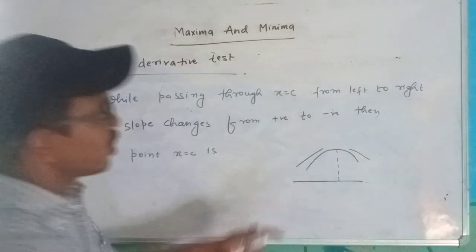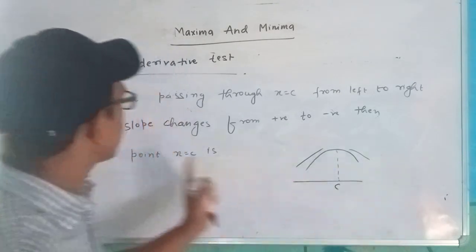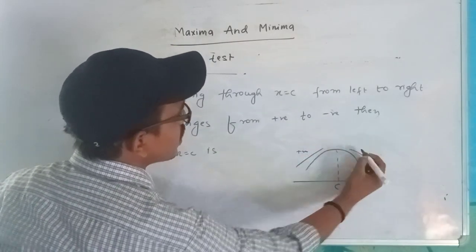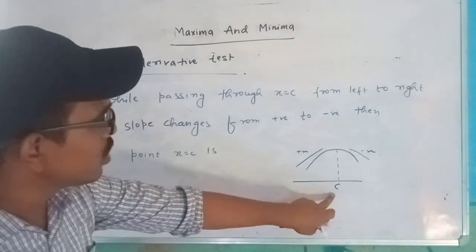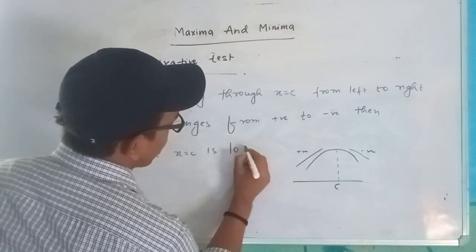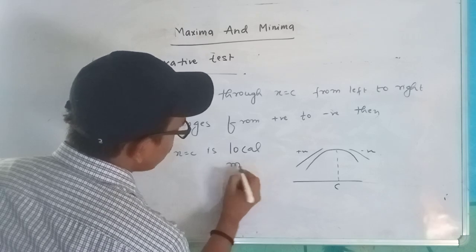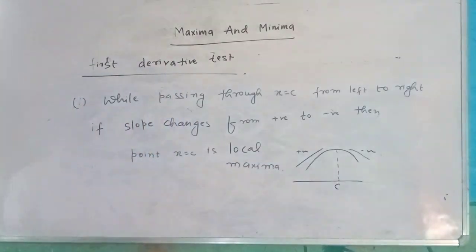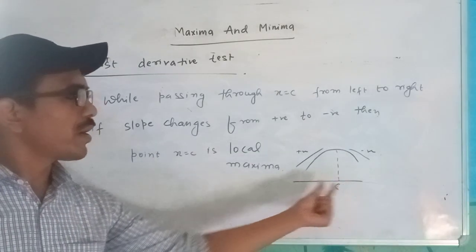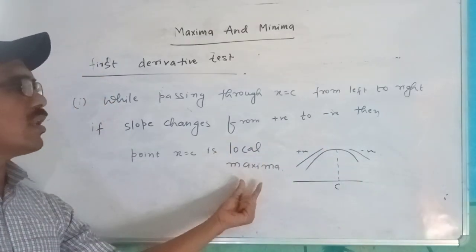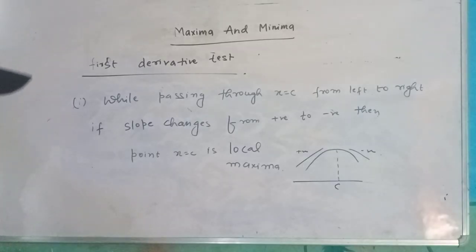So while passing through point c from left to right, if the slope of the graph changes from positive to negative, this is positive and this is negative, then point x is equal to c is called local maximum. I hope you understand. The first point of the first derivative test: while crossing a point c from left to right, the slope of the curve changes from positive to negative, then point c is local maximum. Okay, write it down.